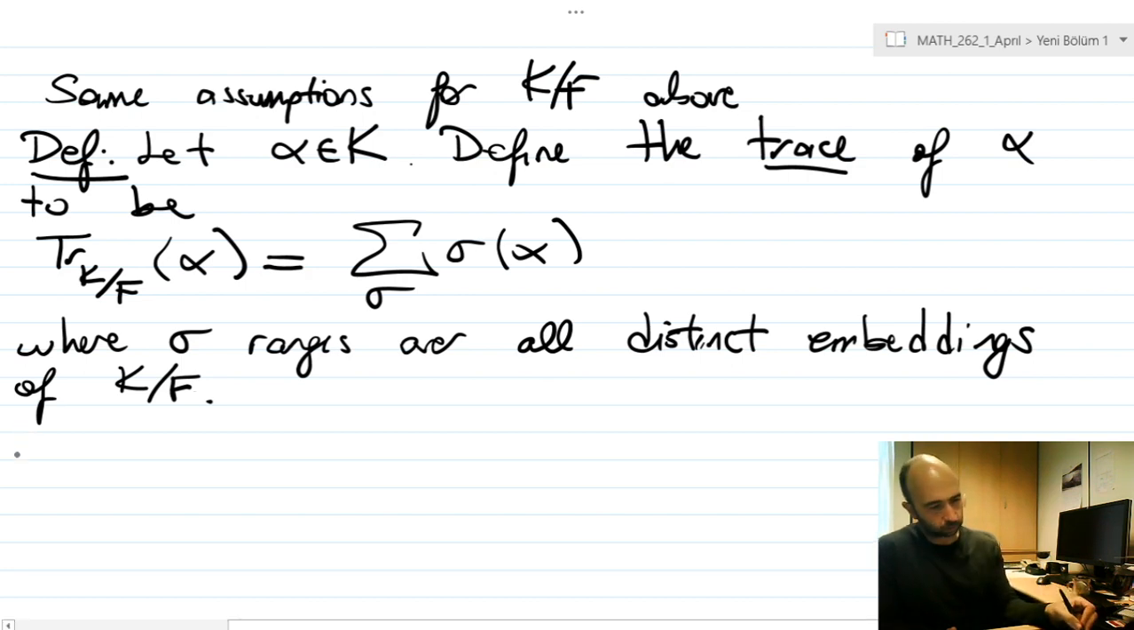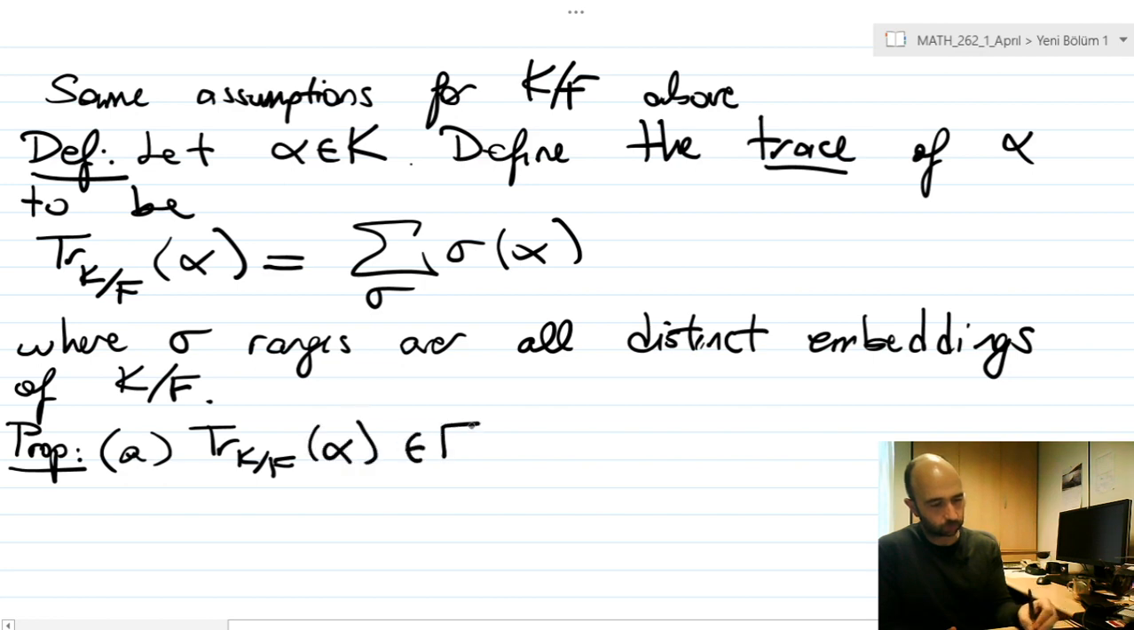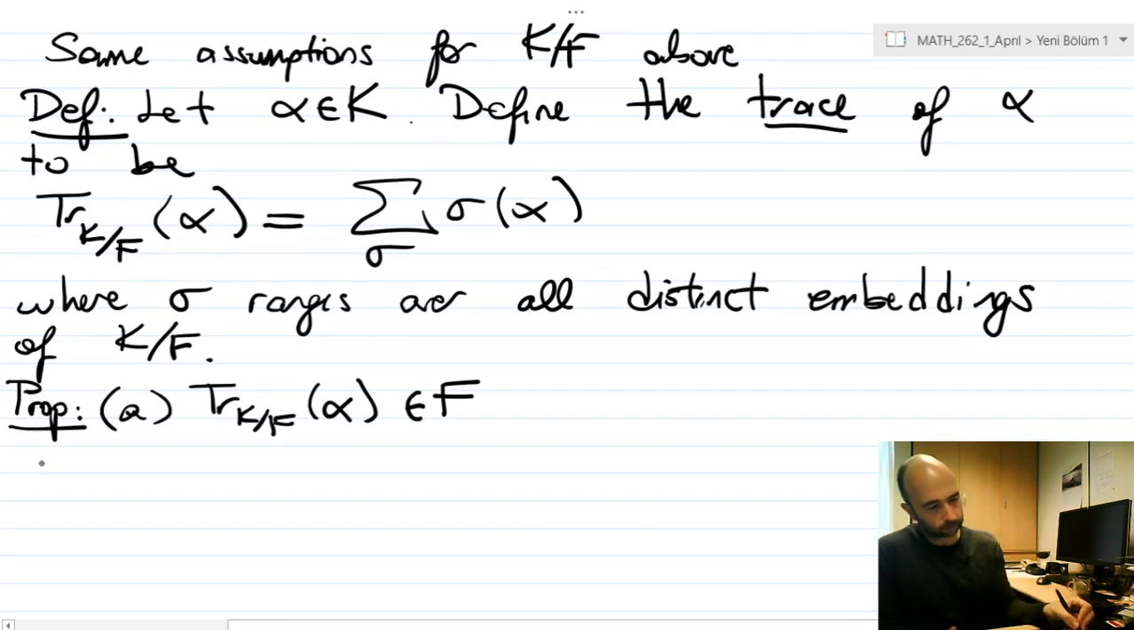Now we have an analogous proposition for the properties of trace. The first part is the same. Trace of alpha must belong to the base field. Then, okay. Norm was multiplicative, trace is additive.